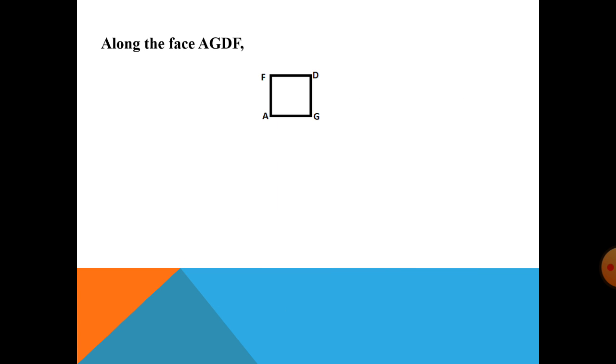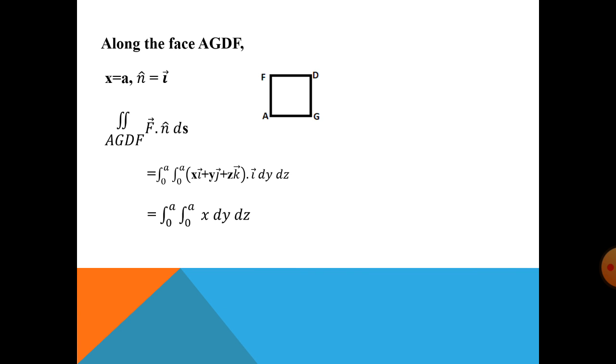Along the face AGDF, at the point x equal to a, n cap is i vector. If x equal to 0, n cap is minus i vector. The surface integral along the face AGDF is denoted by the double integral over AGDF of f vector dot n cap ds. Take f vector as xi vector plus yj vector plus zk vector, which is given, and n cap as i vector. Since the square occurs in the y and z axes, take ds equal to dy dz. As y and z vary from 0 to a, take the double integral limits from 0 to a.